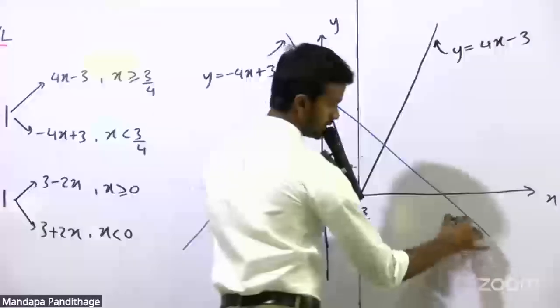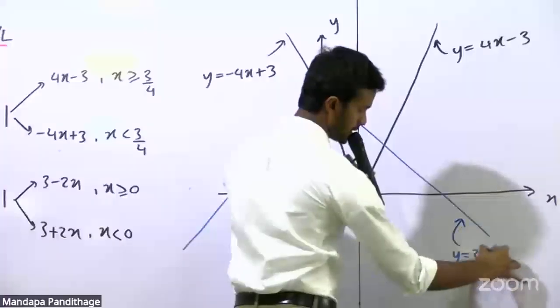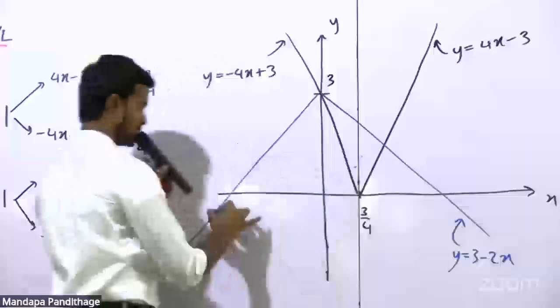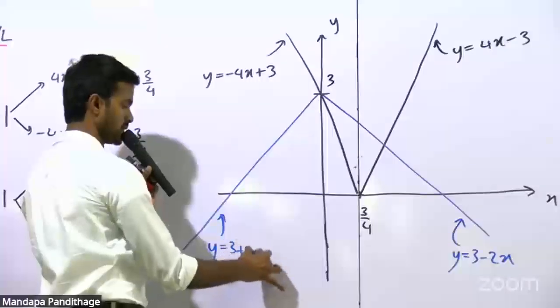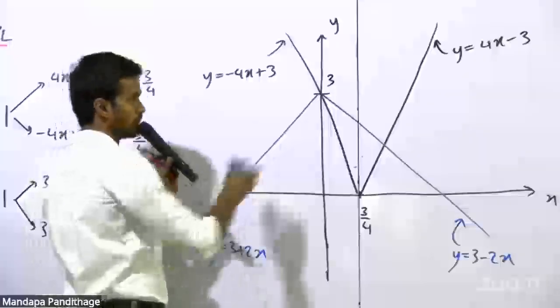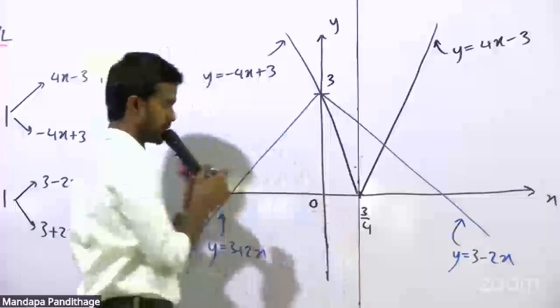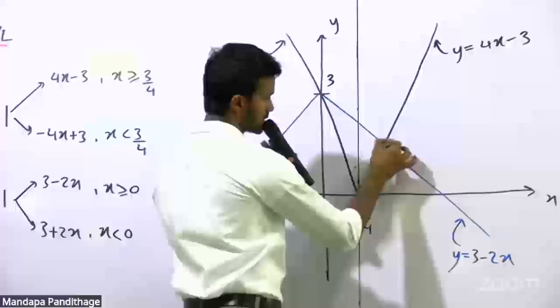This is y equals 3 minus 2x. And this one is y equals 3 plus 2x. Okay. Then find the intersection points because we know we are going to solve this inequality. This is 0. Find this one. So when you get this, you get.